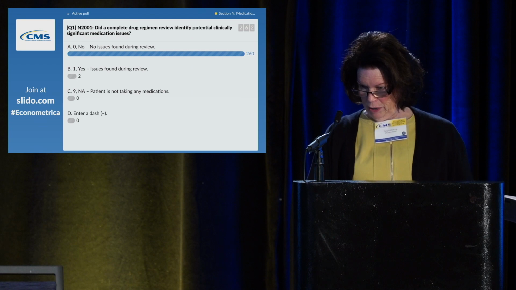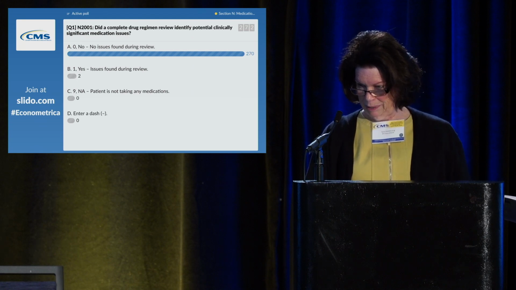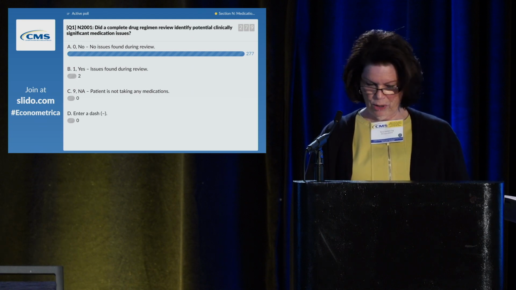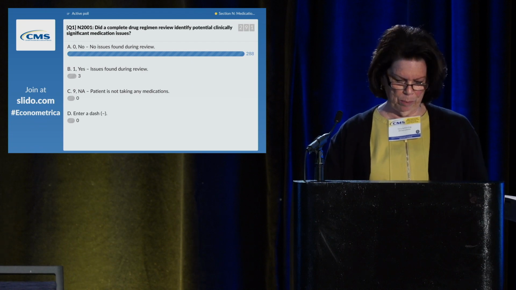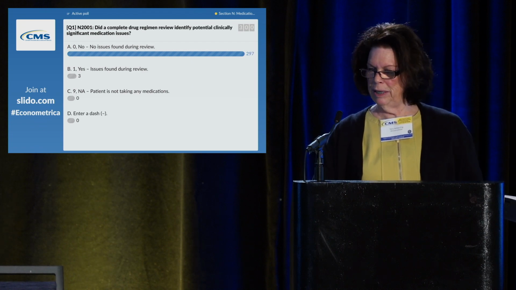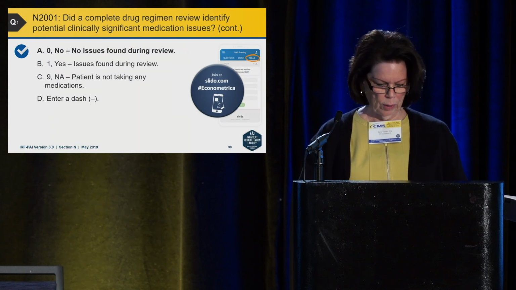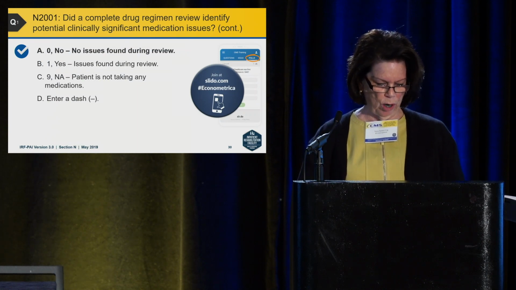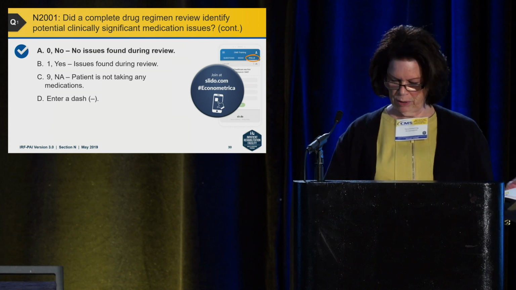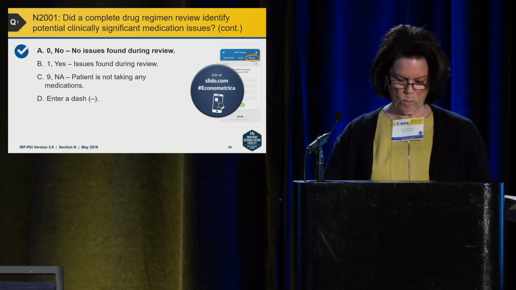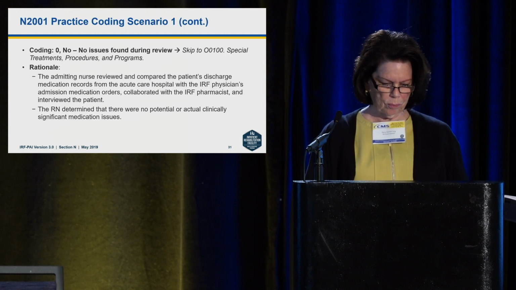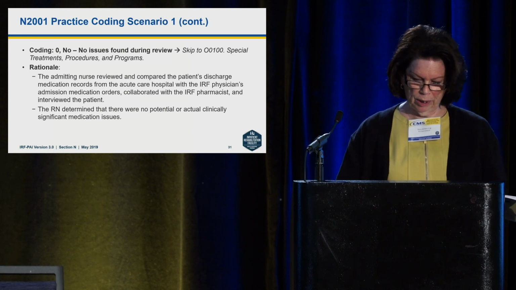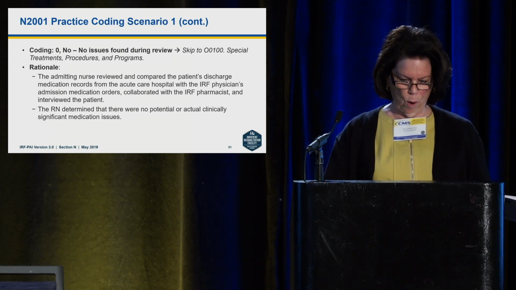And we are trending towards response A with almost 300 responses at this time. So we'll move on to the answer, and that is correct. Answer A, 0, no, no issues found during the review is correct. So in this case, you would skip to section O.